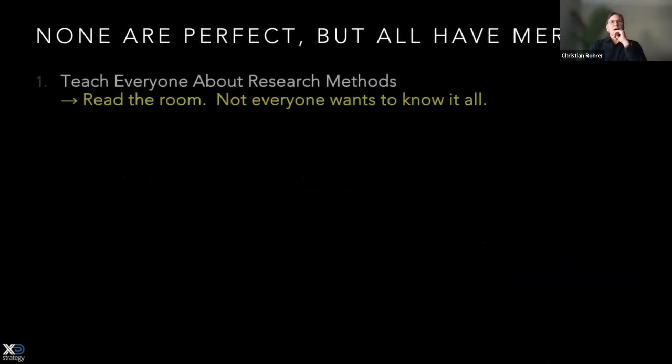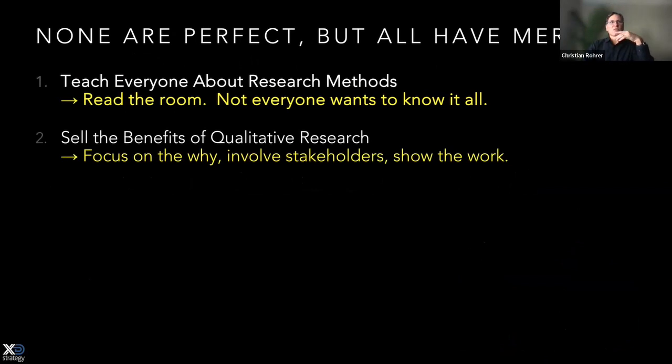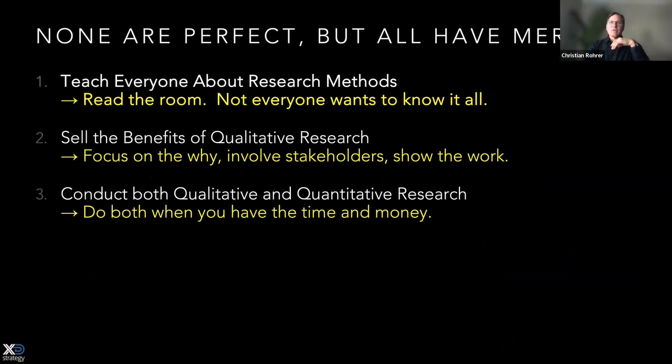Okay, so some takeaways here: all the strategies I talked about are great, but they're not perfect either. When we're teaching using the teaching method, read the room. Just make sure that you're teaching it to the right people. Not everybody wants to know it. When you try to sell the benefits of qual, focus on the why, involve the stakeholders, and make sure you show the work, show the clips, show the impact. Doing qual and quant, I would say do both when you have the money, but don't forget to tie the two together if you can. Make them mutually informative.